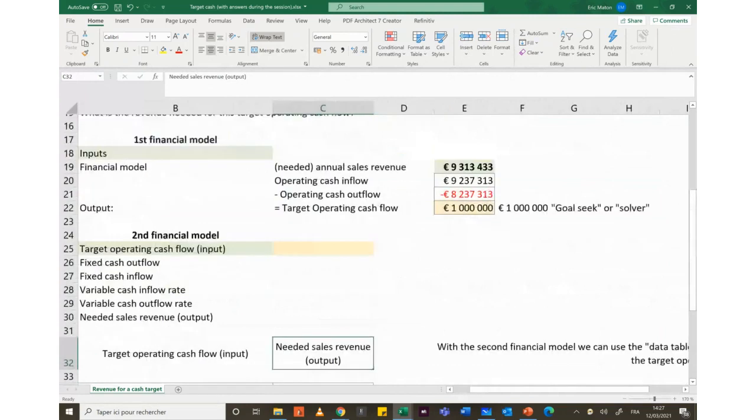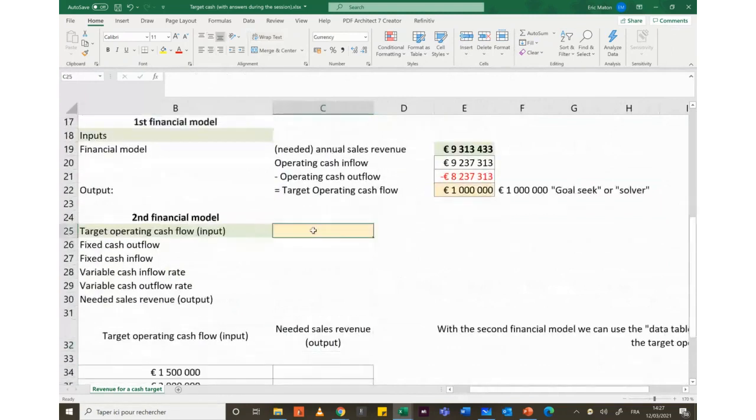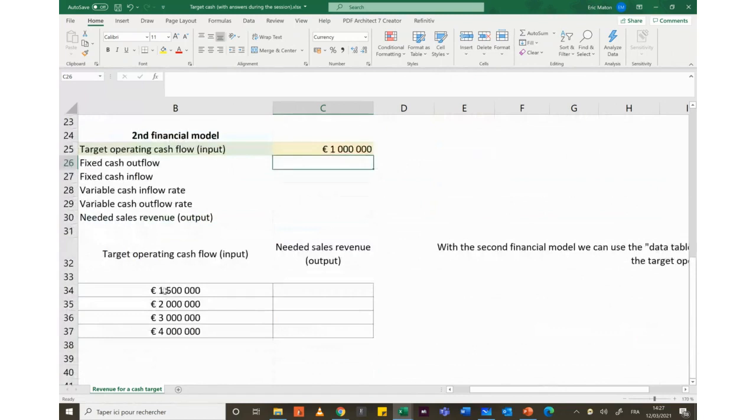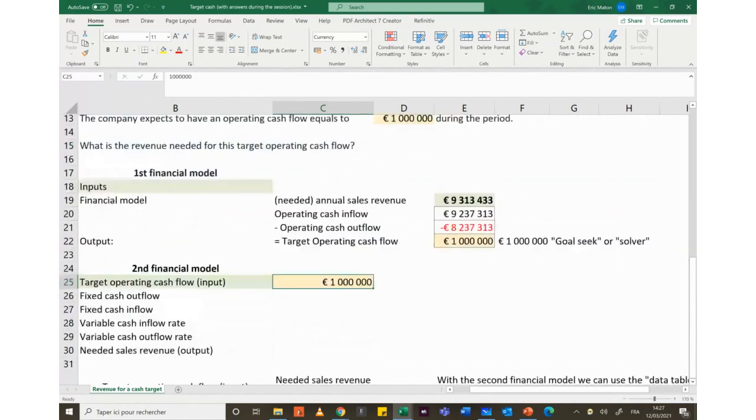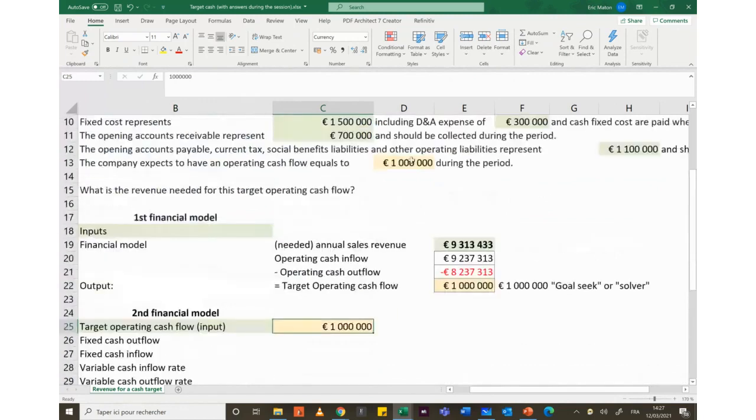So I start from the operating cash flow. I want 1 million in this one. So I need to consider it as an input because I will change the value after. I will put 1.5, 2, 3, and 4. So it's not possible to create a link. It's not possible to say is equal to D13. If you do that, you have to change D13, okay? Or you change the input in D13. If you want, you can do that.